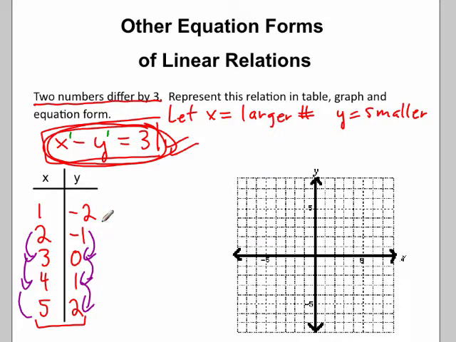So let's graph them. 1, negative 2, 2, negative 1, 3, 0, 4, 1, 5, 2. And because of the pattern, I can see that 6, 3, 7, 4, 8, 5, 0, negative 3, they would all lie on the graph. They would be part of this relation. And so would all of the points in between, all of the decimal values. So I can connect with a solid line. My relation is represented in 4 different ways.